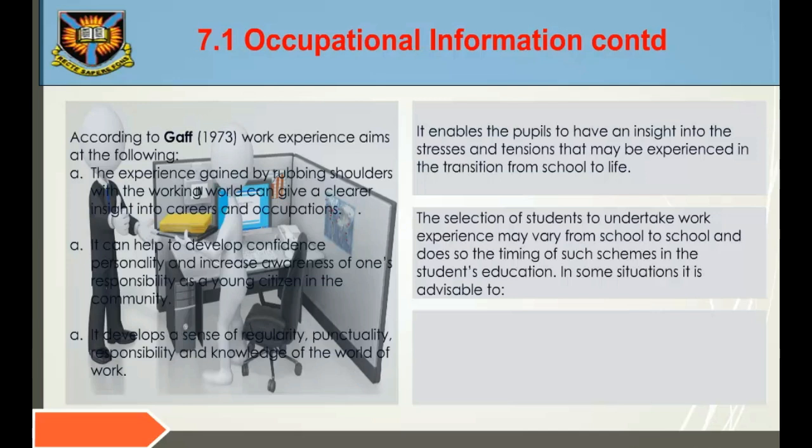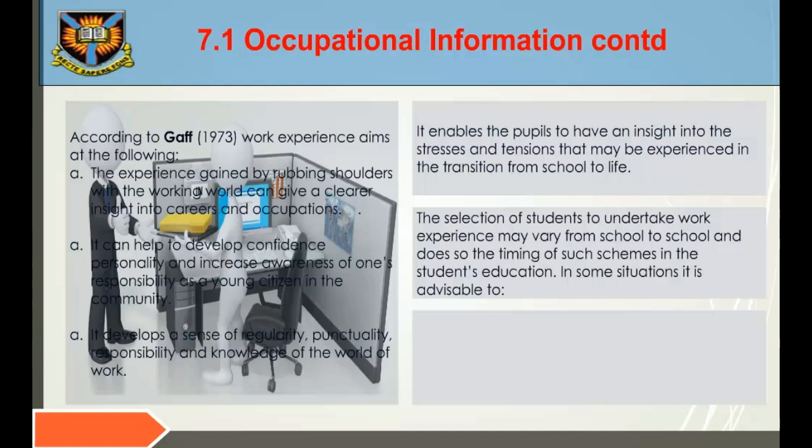It enables the pupils to have an insight into the stresses and tensions that may be experienced in the transition from school to life. The selection of students to undertake work experience may vary from school to school, and so does the timing of such schemes in the student's education.